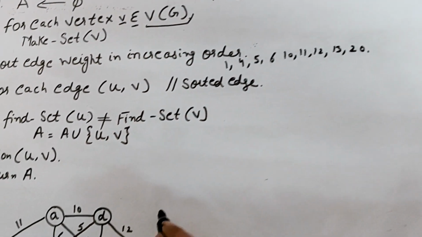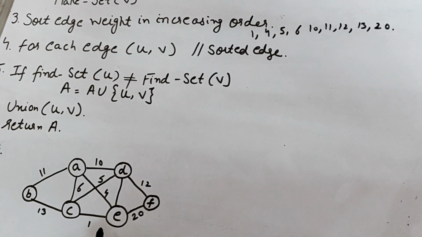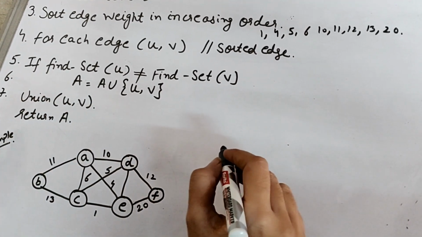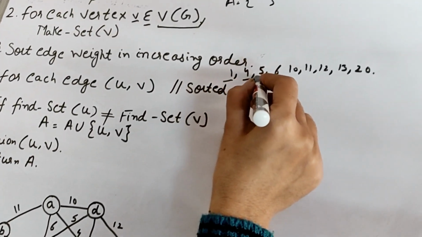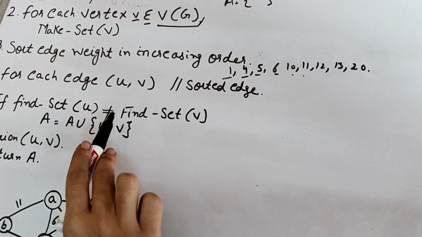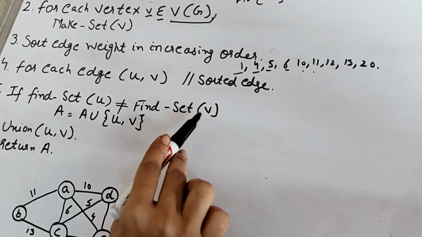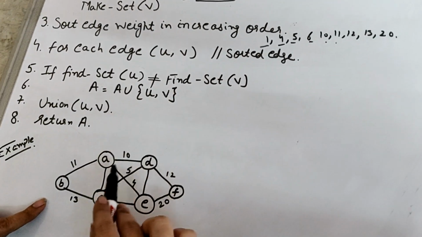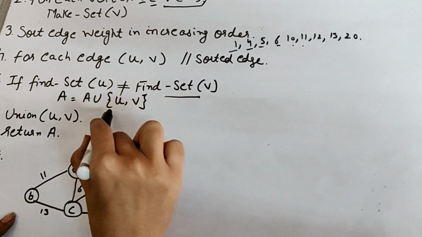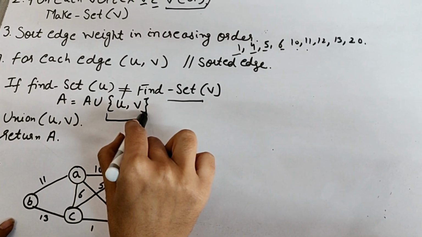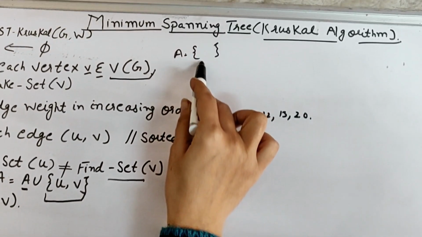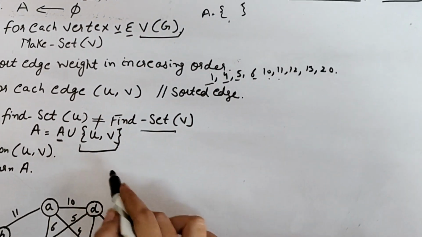After that, we'll start taking each edge of this particular graph in the increasing order of their weights. For each edge uv, find set of u should not be equal to find set of v. That means the two vertices should not create a cycle according to this step, and we will include those vertices with the edge between them in the data structure which we created initially. So let's start doing it.